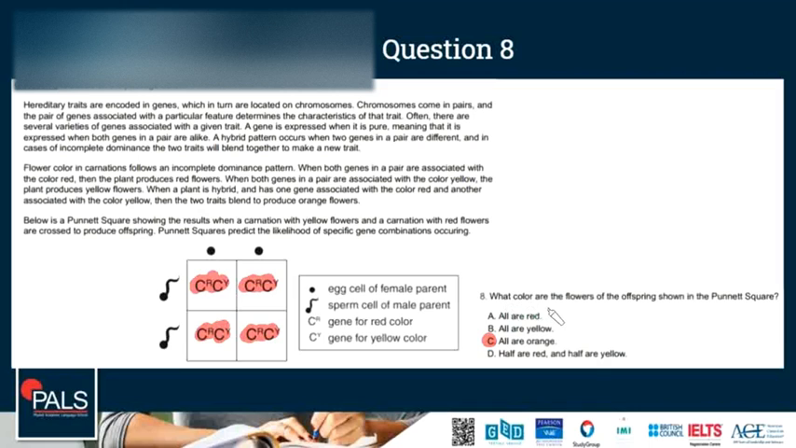Let's look at the question. What color are the flowers of the offspring shown in the Punnett square? They are all orange. Again, why orange? Because we have incomplete dominance here, and in incomplete dominance patterns, 2 traits will blend together to make a new trait. Red and yellow will blend to give orange.